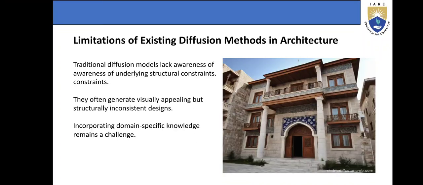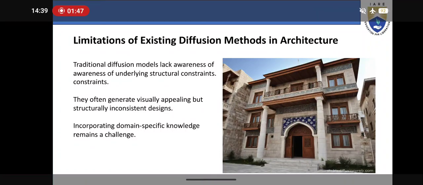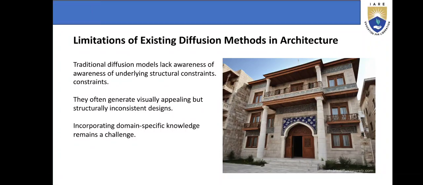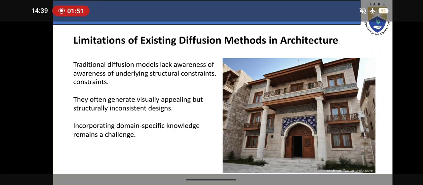Limitations of existing diffusion methods in architecture. Traditional diffusion models lack awareness of underlying structural constraints. They often generate visually appealing but structurally inconsistent designs. Incorporating domain specific knowledge remains a challenge.